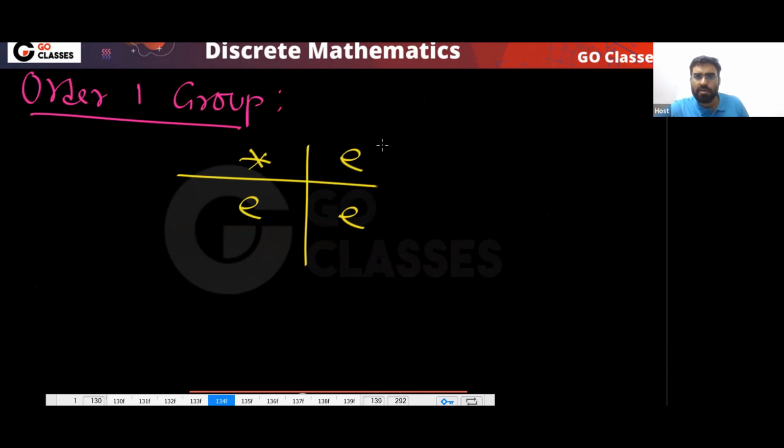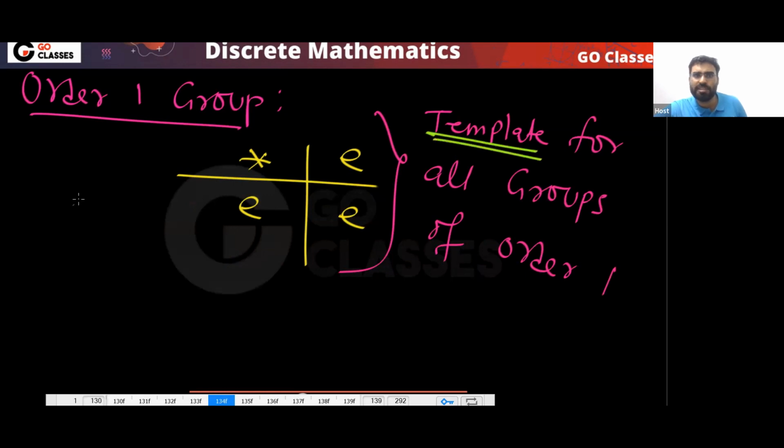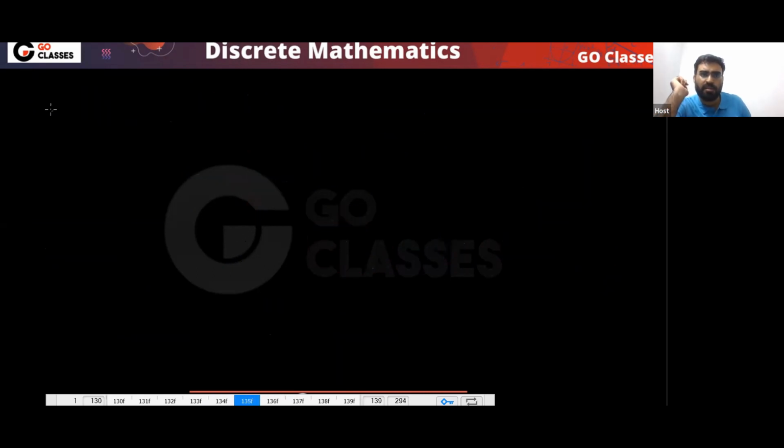Is this clear? So I can say this is the template for all the groups. Yes, very good. This is the template for all groups of order 1. Only one template we have. So basically the question is, order 1 group, only one template we have. Like this you can understand. Yes or no? This is the only template for order 1 group. Every other group will follow this template. This is the template of order 1 group.